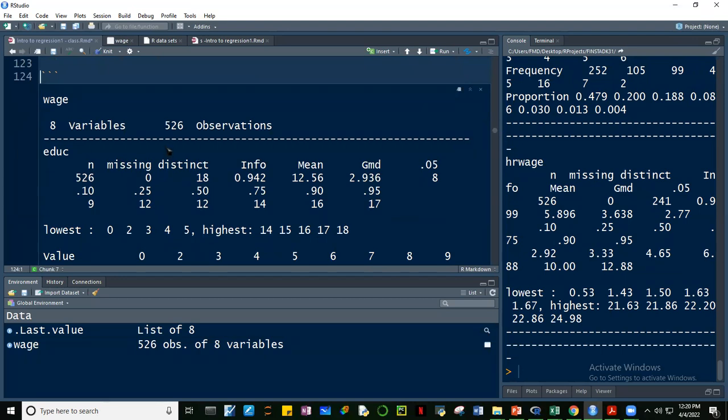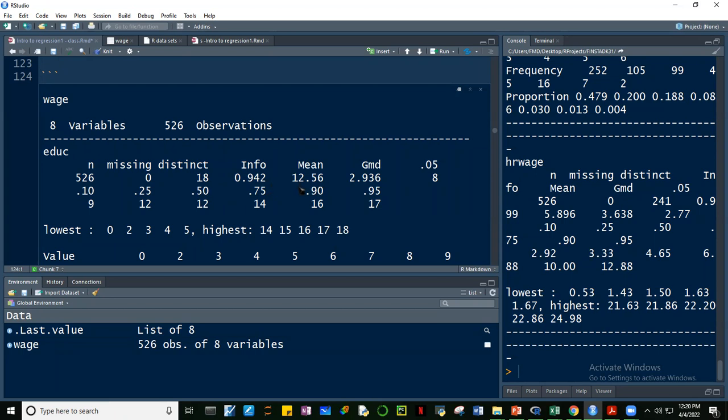So yan, 8 variables, 526 observations. So ini-isa-isa niya. No? So si education, may missing ba siya? Wala naman. No? Distinct, 18 distinct values for education. So ano ibig sabihin ng 18? Kasi lahat 526. So ibig sabihin yung iba pare-pareho. No? Pare-pareho. Kunyari 10, siguro may mga 10 na pare-pareho. Kaya nga sabi niya 18 distinct values lang.